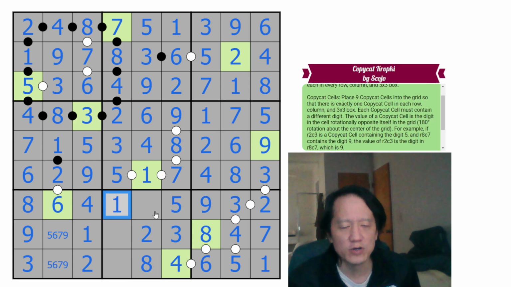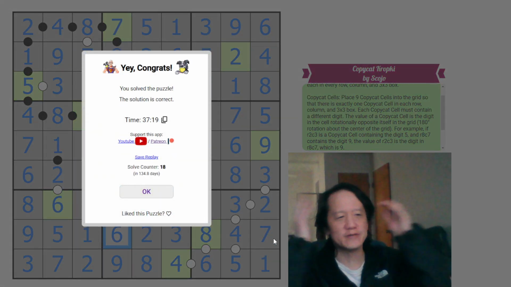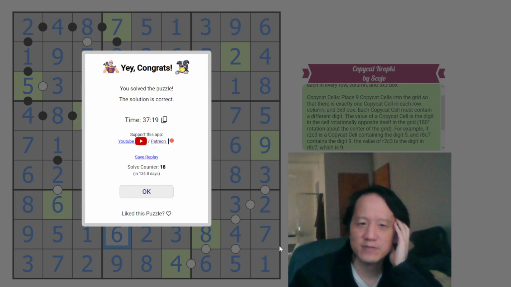Therefore, this must be 1. And this must be 7. This can't be 7. This can't be 6 or 9, so this must be 5, which makes that a 7. And this must be 9, and therefore this is a 6. Yeah, I was making some weird mistakes here.